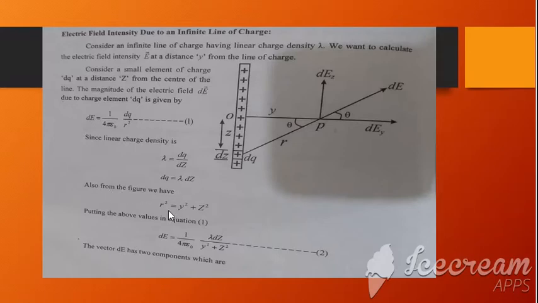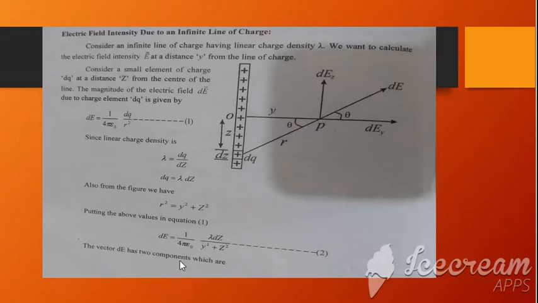Also from the figure we have r squared is equal to y squared plus z squared. Look at this one: dq is at a distance r from point P, or you can say that point P is at a distance r from this dq. This one is the base, this is the perpendicular, and this one is the hypotenuse. Then putting the above values in equation 1, it will become dE is equal to 1 over 4 pi epsilon naught times lambda dz over (y squared plus z squared).